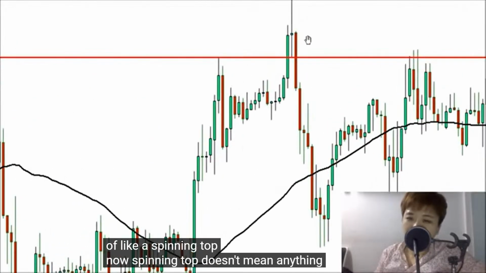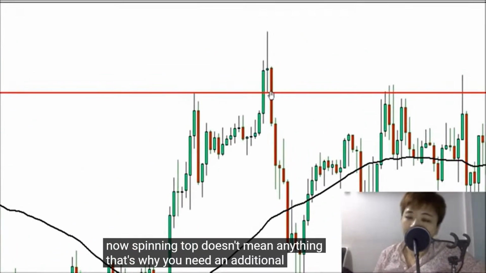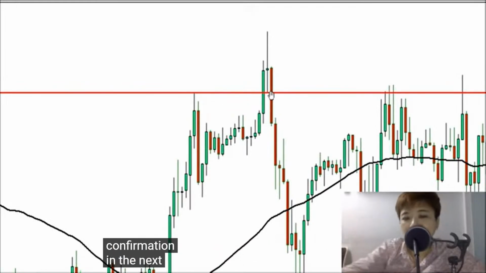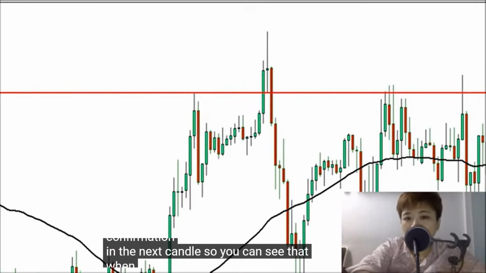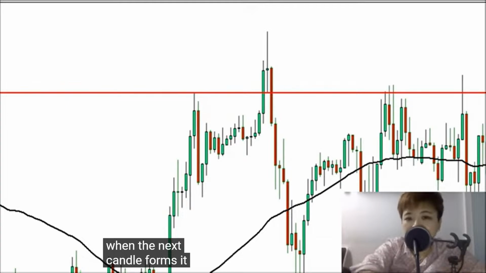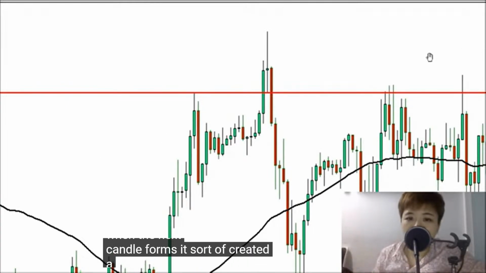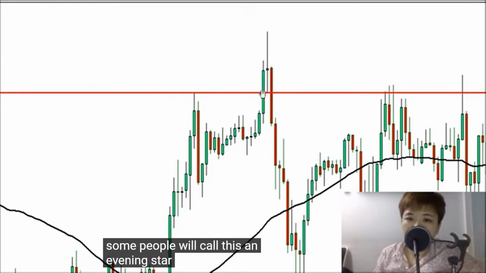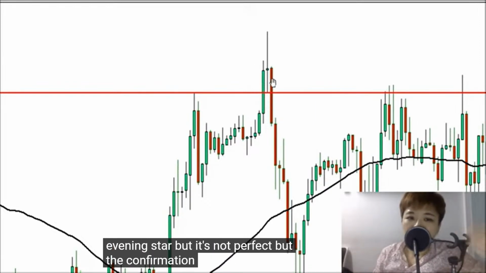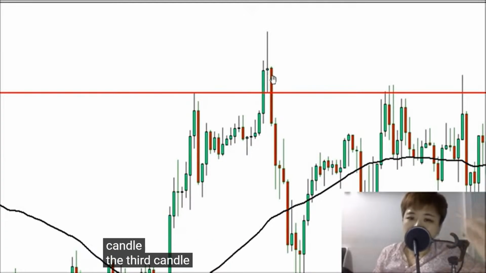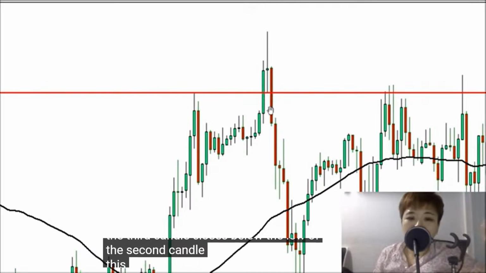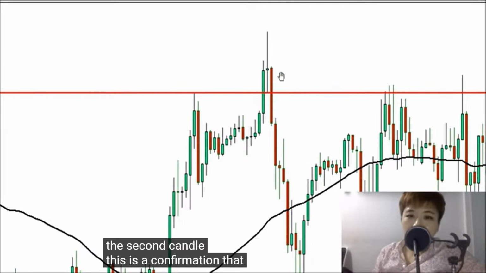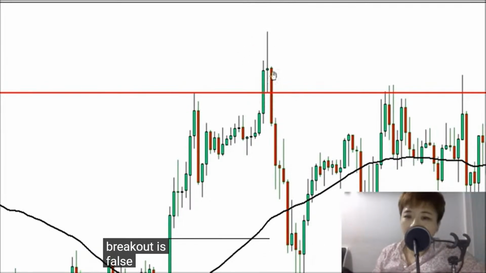Now spinning top doesn't mean anything. That's why you need an additional confirmation in the next candle. So you can see that when the next candle forms, it sort of created a triple candlestick pattern in which some people will call this an evening star, but it's not perfect. Okay? But the confirmation comes in the third candle. The third candle closes below the low of the second candle. This is a confirmation that this breakout is false.